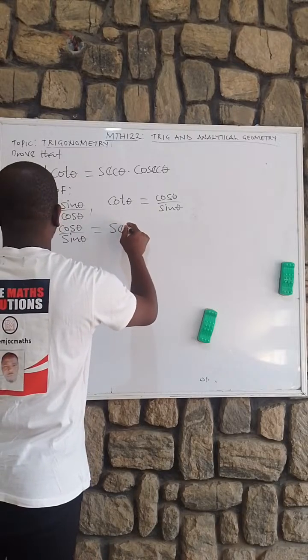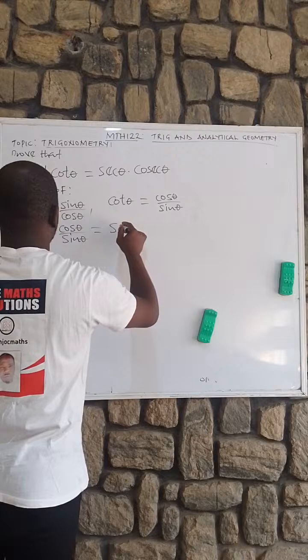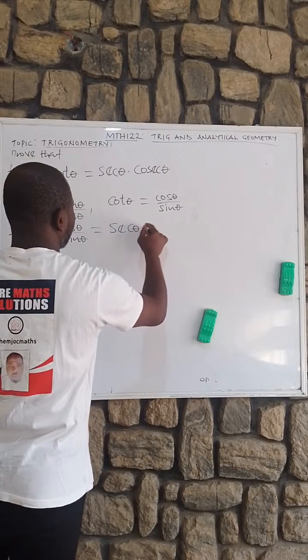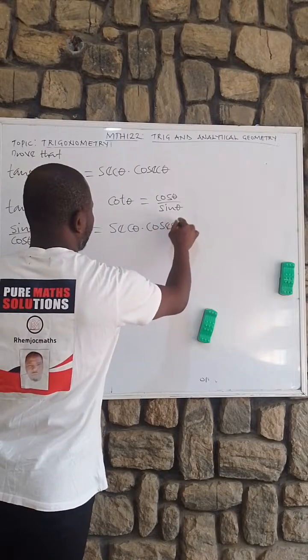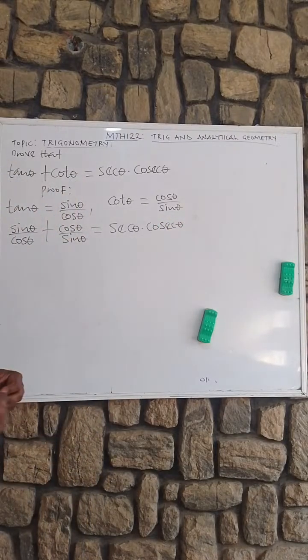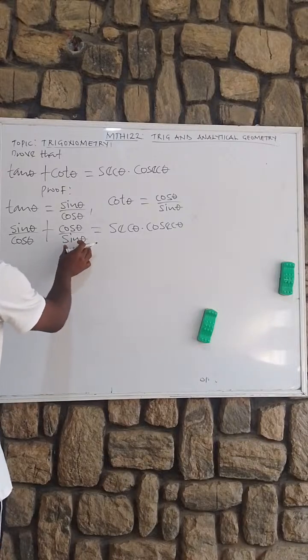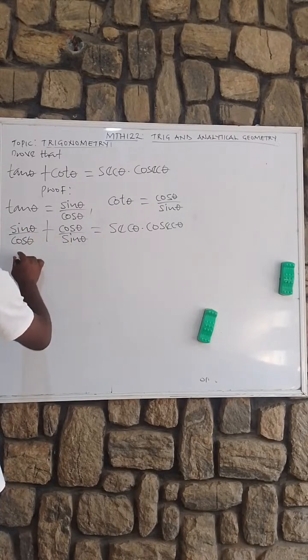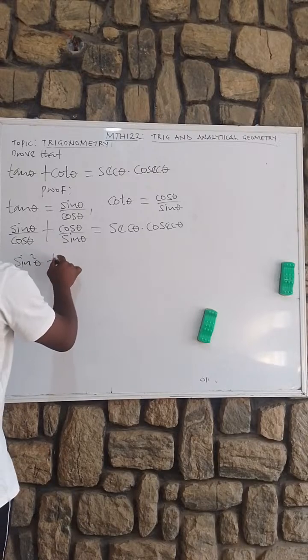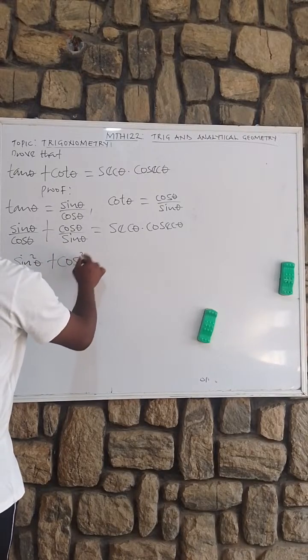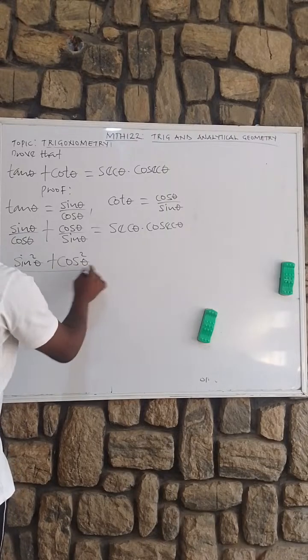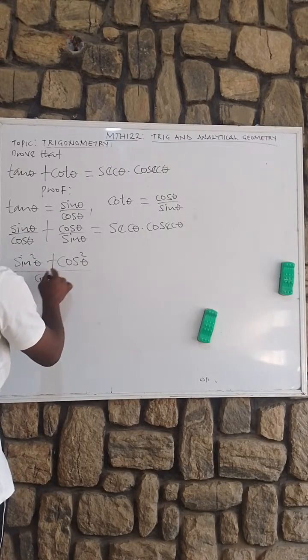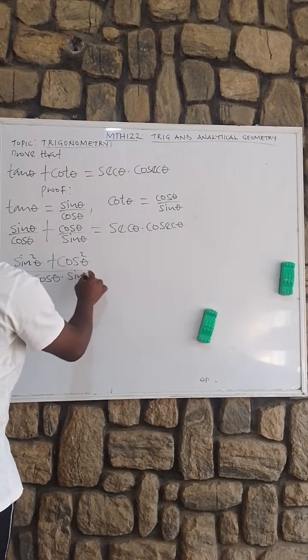And this is equal to sec theta times cosec theta. If you can see what I am saying, look at it very well. You don't need a prophet to tell you. So now, this times this, we take the LCM. We have sin square theta plus cos square theta, and the denominator is cos theta times sin theta.